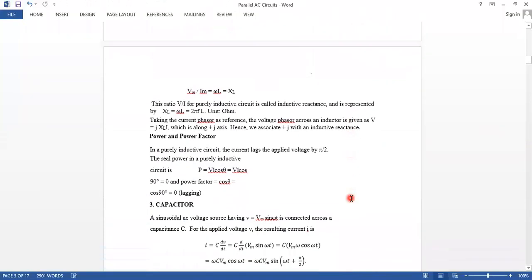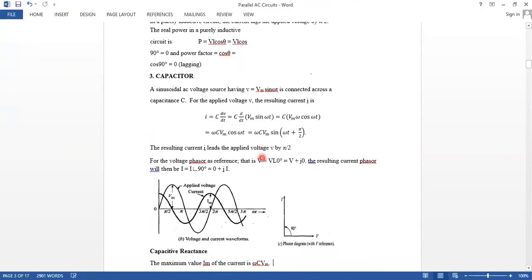Coming to the power over here, since power is VI cos phi, and the angle between the voltage and current in a purely inductive circuit is 90 degrees, VI cos 90 is nothing but 0, because cos 90 is 0. So the average power in a purely inductive circuit is 0. What about the power factor? It is 0 power factor for a purely inductive circuit.